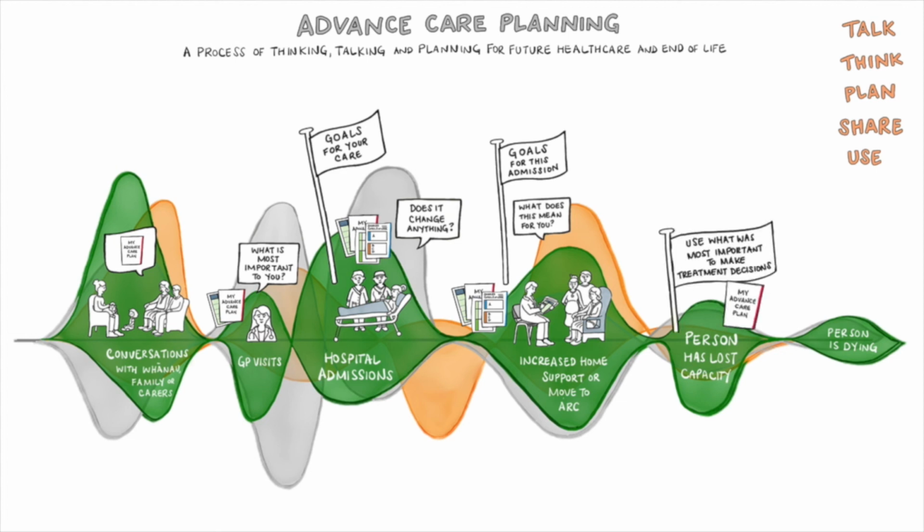If the person loses capacity, the advanced care plan and any documented conversations or discussions should inform the treatment and care planning and provision. And as a person is dying, we should honor the person and their whānau's wishes by using the information we know about the person's preferences, what matters most to them, to provide care and treatment that best matches that.